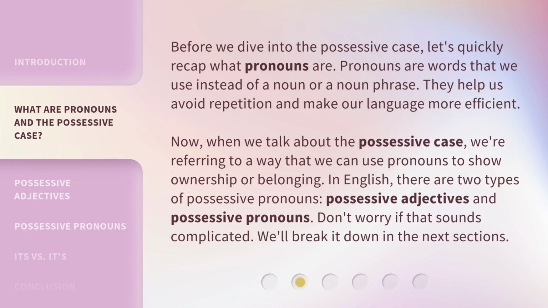Before we dive into the possessive case, let's quickly recap what pronouns are. Pronouns are words that we use instead of a noun or a noun phrase. They help us avoid repetition and make our language more efficient. Now, when we talk about the possessive case, we're referring to a way that we can use pronouns to show ownership or belonging. In English, there are two types of possessive pronouns: possessive adjectives and possessive pronouns. Don't worry if that sounds complicated. We'll break it down in the next sections.